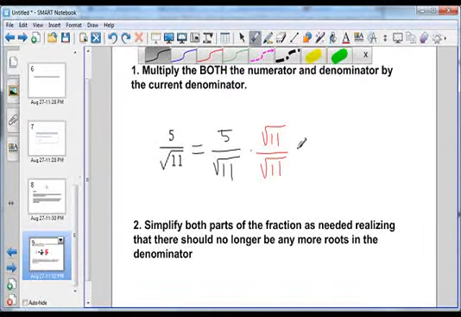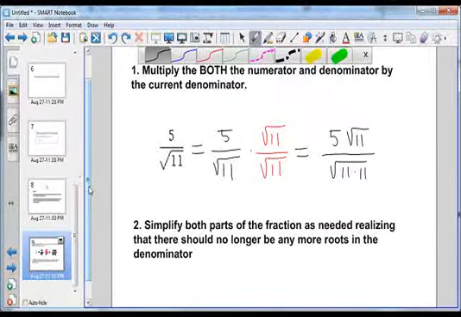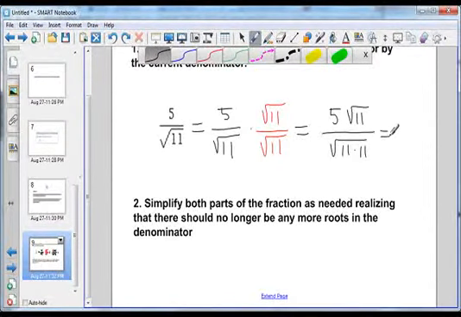And then that equals, and when we multiply these two fractions, we just multiply across. It's 5 square root of 11, and then the denominator becomes the square root of 11 times 11, which you can write as 5 square root of 11 over the square root of 121.